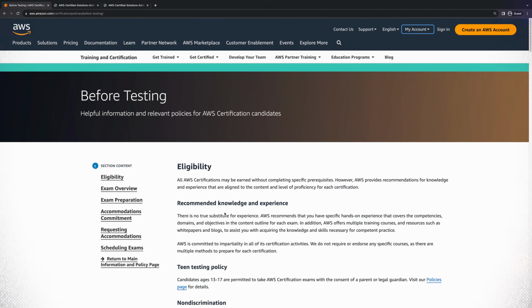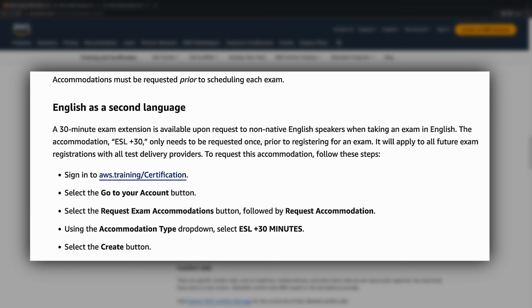Now, if the exam isn't available in your primary language, you can take the exam in English, but then put in a non-native English speaker accommodation request through your AWS training and certification account, picking the ESL plus 30 minutes option. Now, once this is approved and added to your AWS training and certification account, once you schedule your future AWS exams, you'll have an extra 30 minutes added to the AWS exam time limit. So you'd have, in this case, for this exam, 160 minutes to finish the particular exam compared to the default 130 minutes.